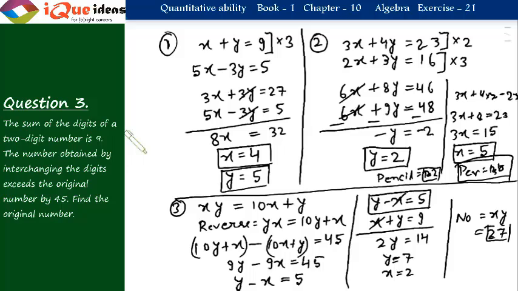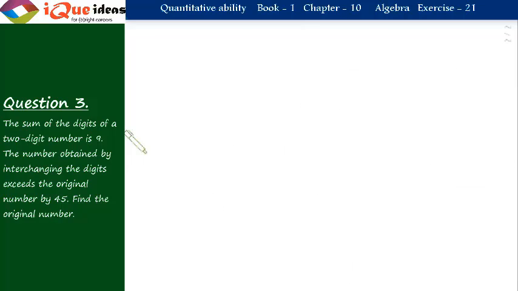Now, understand that here the options are not given, but suppose the options were given, you could have used the options directly. There were two conditions. One, checking that the sum of digits of the number is 9, and the other was to check that the difference of the reverse number and the original number should be 45.